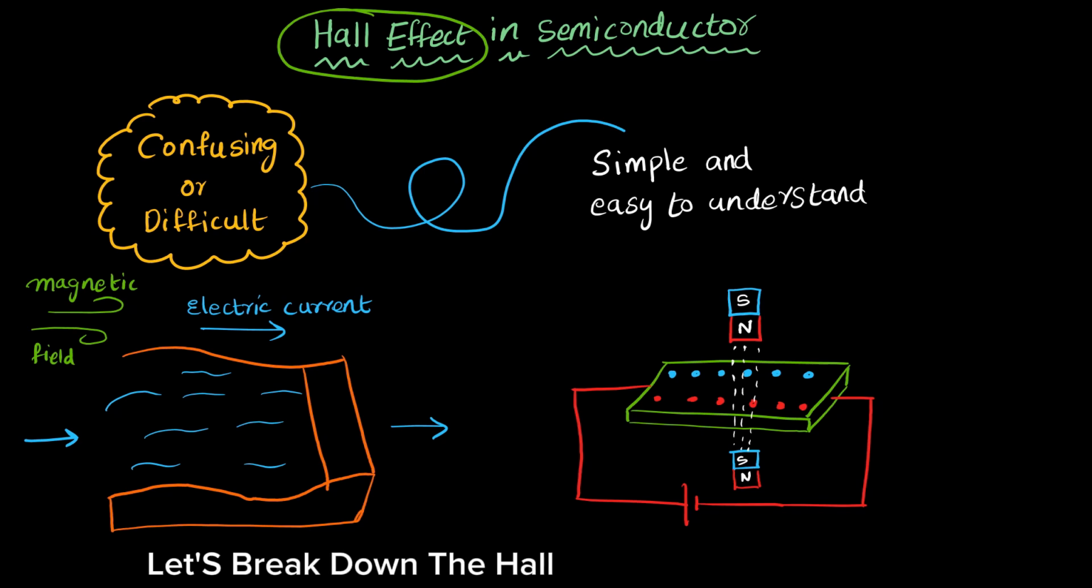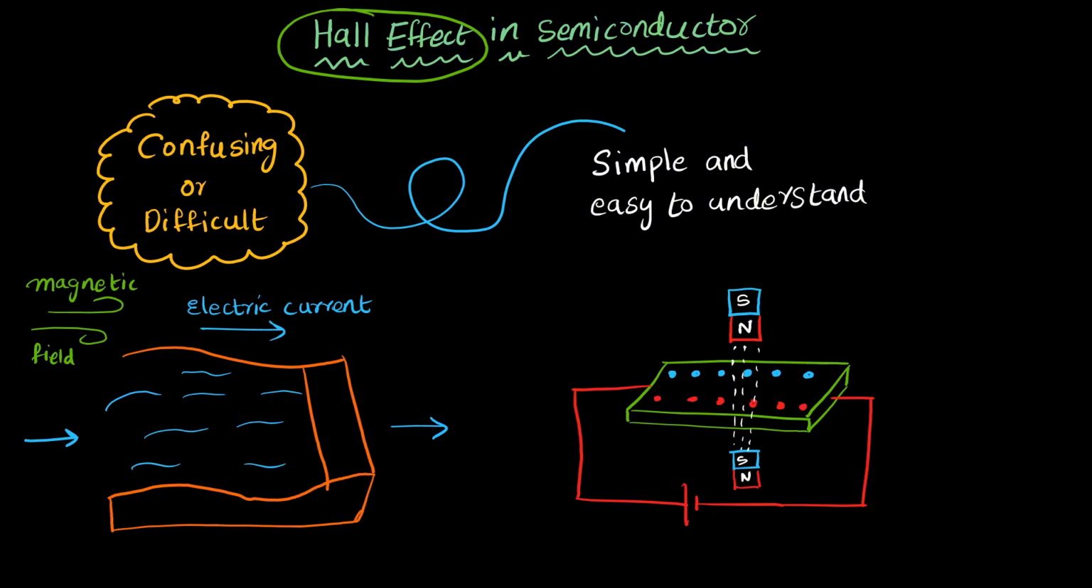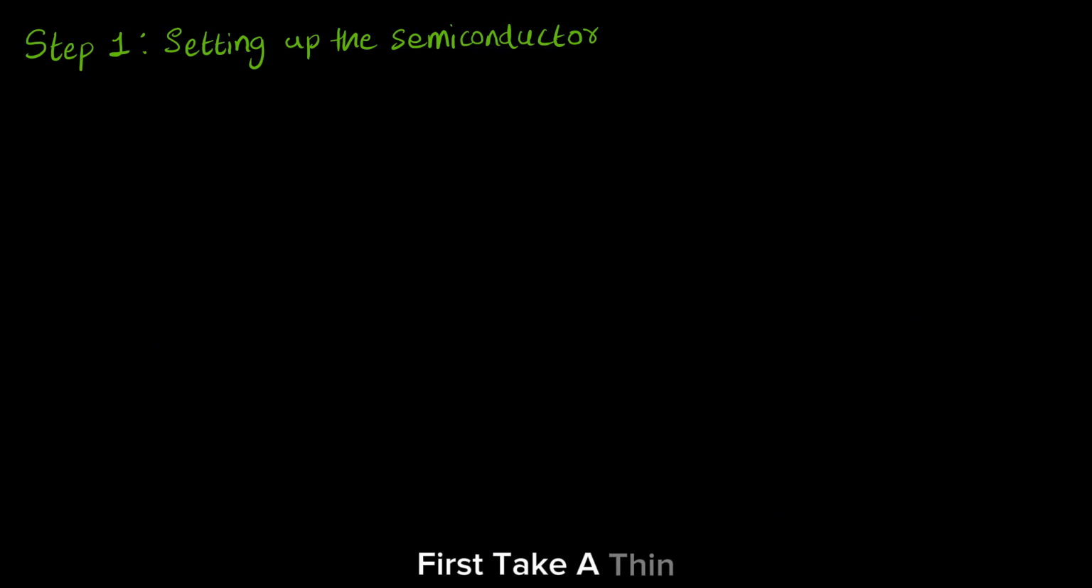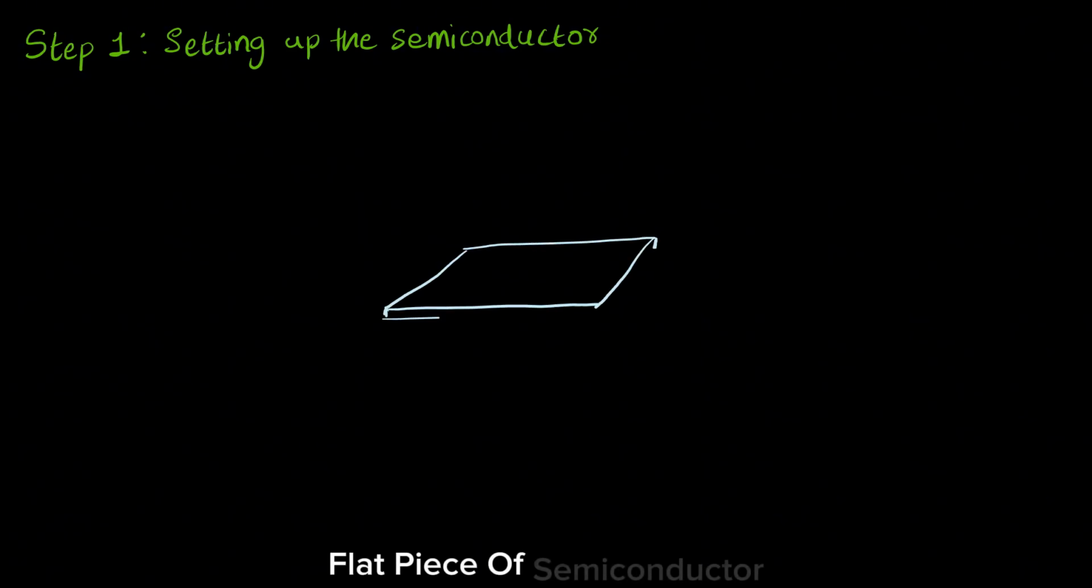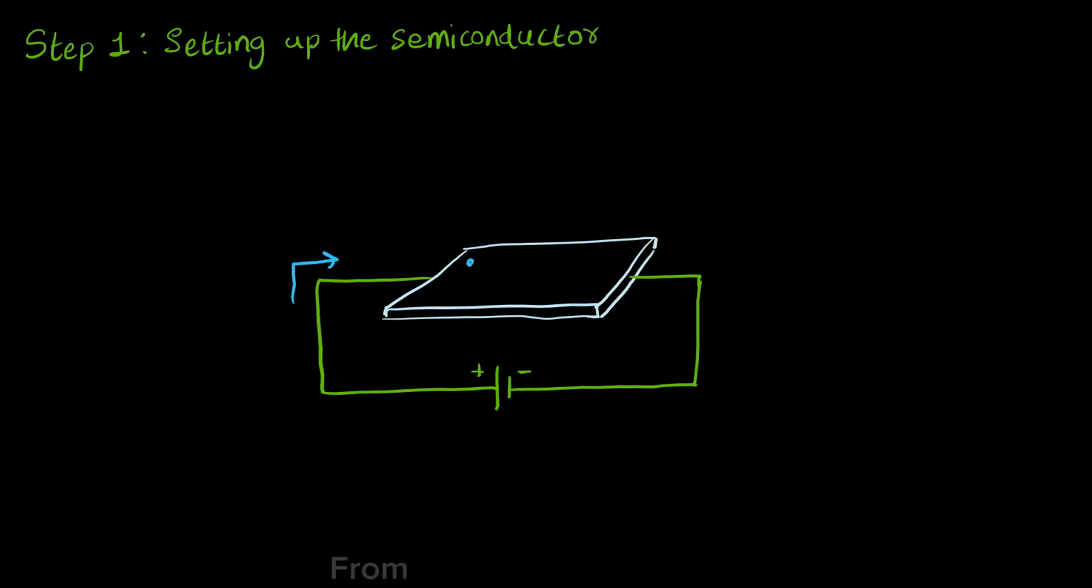Let's break down the Hall effect in semiconductors step by step. I will use a simple diagram as we go along. Step 1. Setting up the semiconductor. First, take a thin, flat piece of semiconductor and then connect it to a battery so that current flows through it from one end to the other. Let's say left to right.